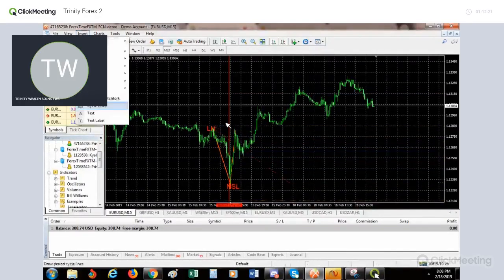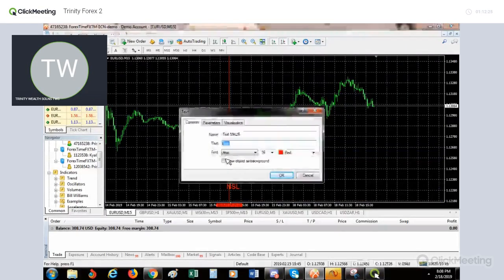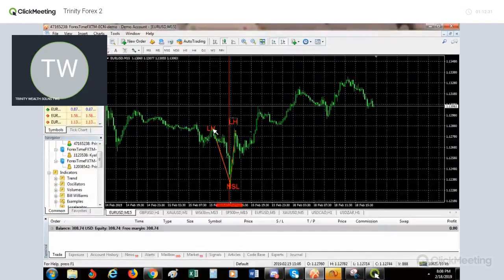Trying to be sure I don't delete anything. So this is our new lower high. And you can see it's in line with the previous one. They are on the same line. Yeah, as you can see, on the same line.